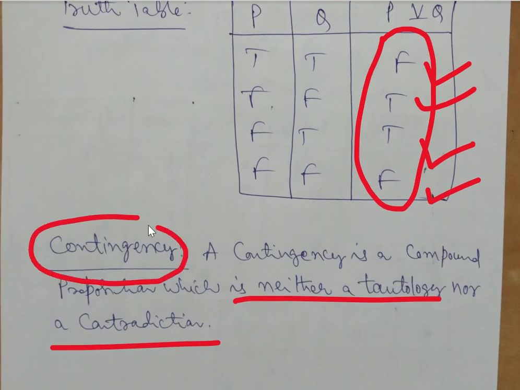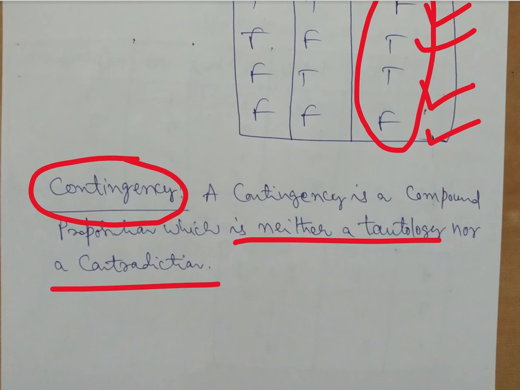What is a contingency now? A contingency is a compound statement. Is it a compound statement? Yes. Which is neither a tautology nor a contradiction. It is not completely a tautology. It is not completely a contradiction. It is 50-50 in this case, so we say it is a contingency. So it is just a name for you. Just understand the logical or mathematical name for that.